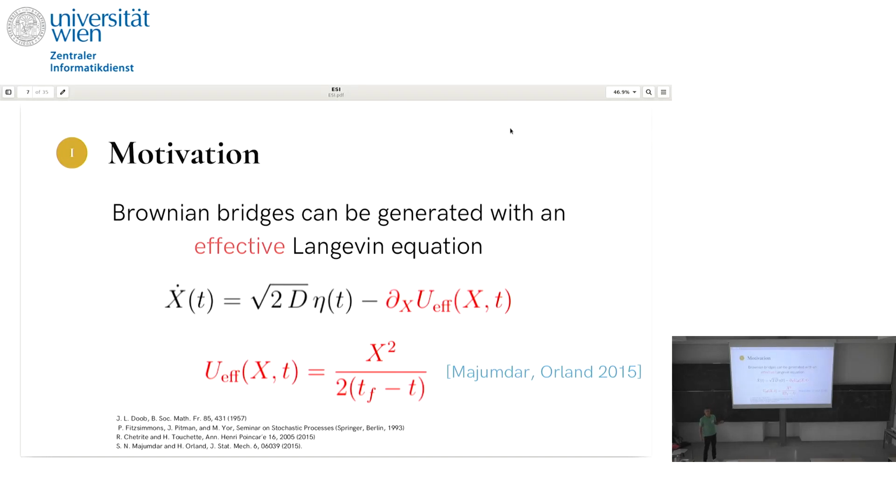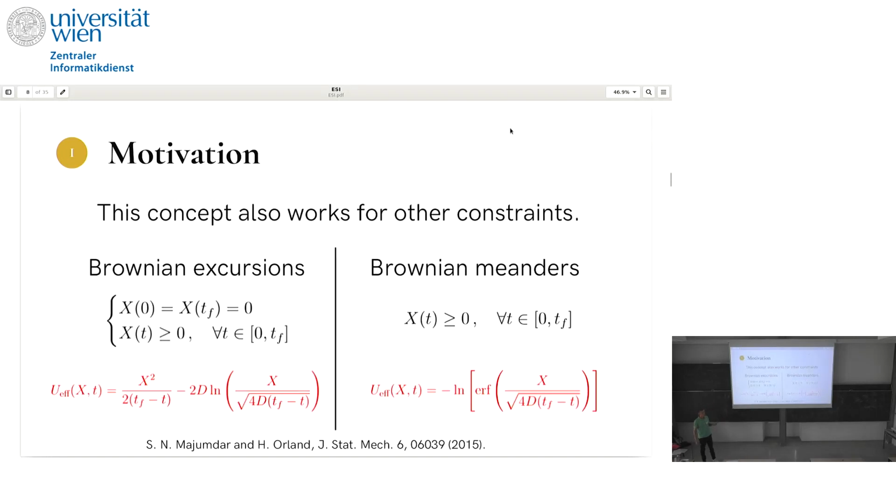They found also that it works for other types of constraints. Other types of constraints include Brownian excursions. A Brownian excursion is like a Brownian bridge with the additional constraint that it must remain positive during the remaining time. If I draw a typical trajectory of a Brownian excursion, it looks like this. You have the time horizon tf, this is time, and this is position, a trajectory that is strictly positive and must come back to the origin after a fixed time. And so you get this sort of effective potential, which encodes this constraint.